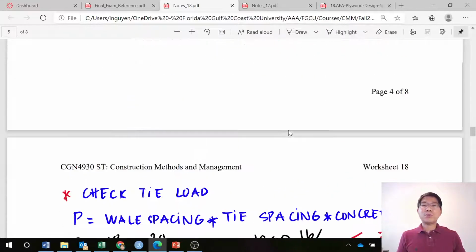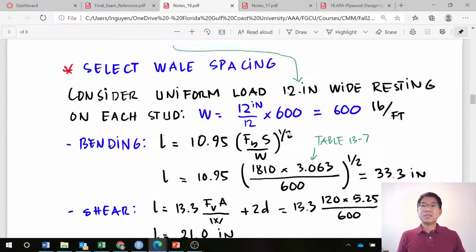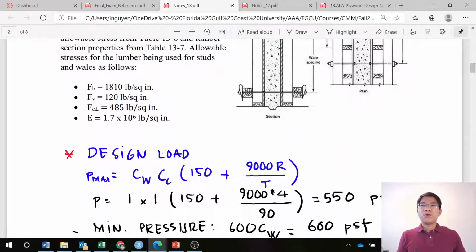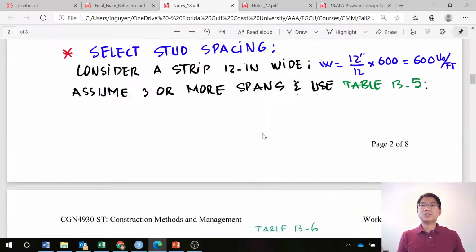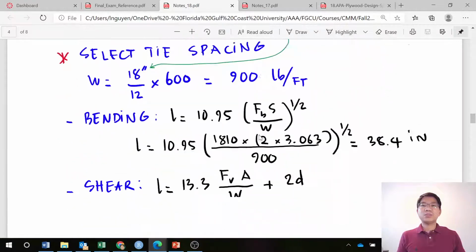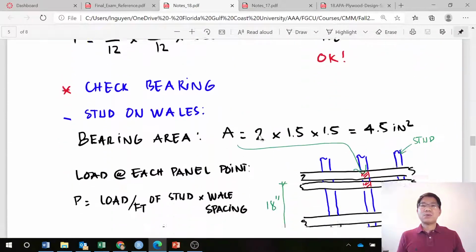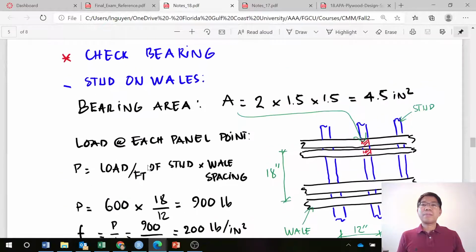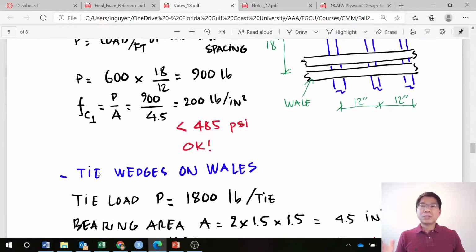The allowable that the problem gives us is 485 pounds per square inch, PSI. So the actual is less than the allowable. Perfect. And the next step, we need to check the bearing, the contact between the tie wedges on the walls.